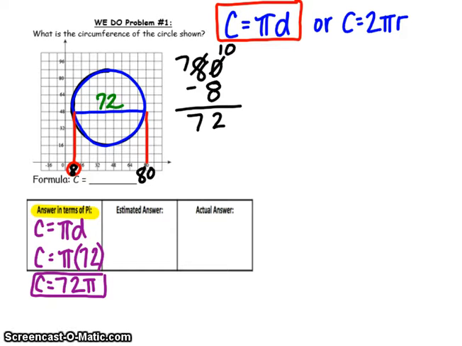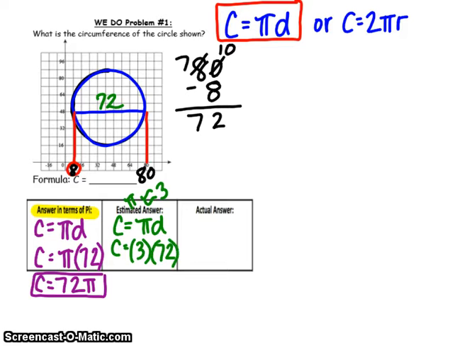Alright, now I need to estimate my answer. In order for me to estimate my answer, let's still write our formula. C is equal to pi times diameter. When I say estimate, I want to use 3 for pi. I'm going to say that pi is approximately 3. It's really close. It's 3.14, but when you round it, it rounds to 3. So for pi, I'm going to put 3, and for my diameter, I'm still going to put 72.